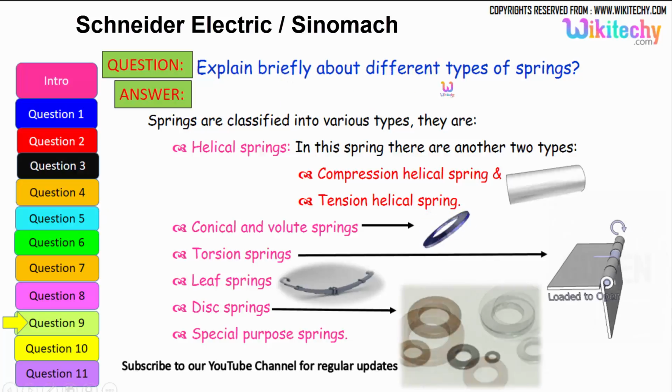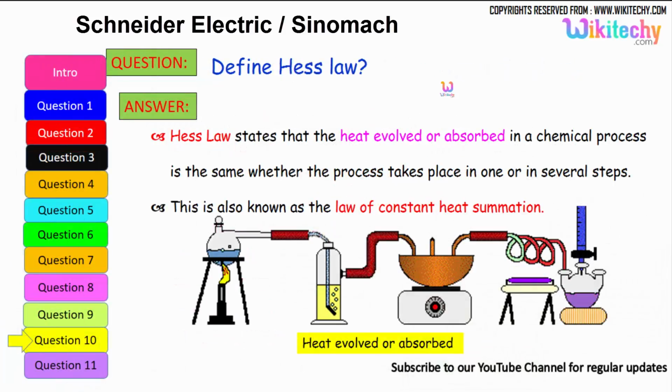Define Hess's law. This is one of the very important questions. In the case of heat generation in a chemical reaction, Hess's law states that the heat evolved or absorbed in a chemical process is the same whether the process takes place in one step or in several steps. This is also known as the law of constant heat summation.